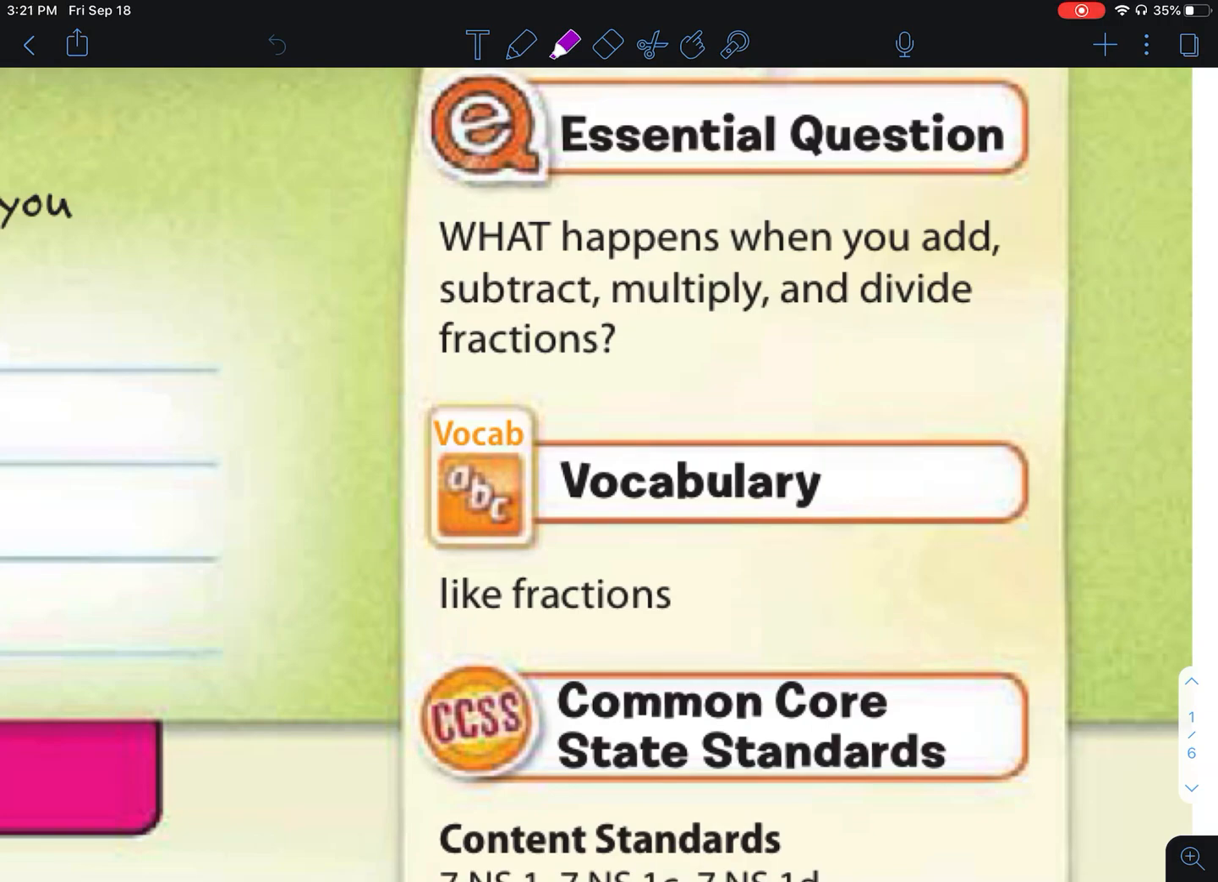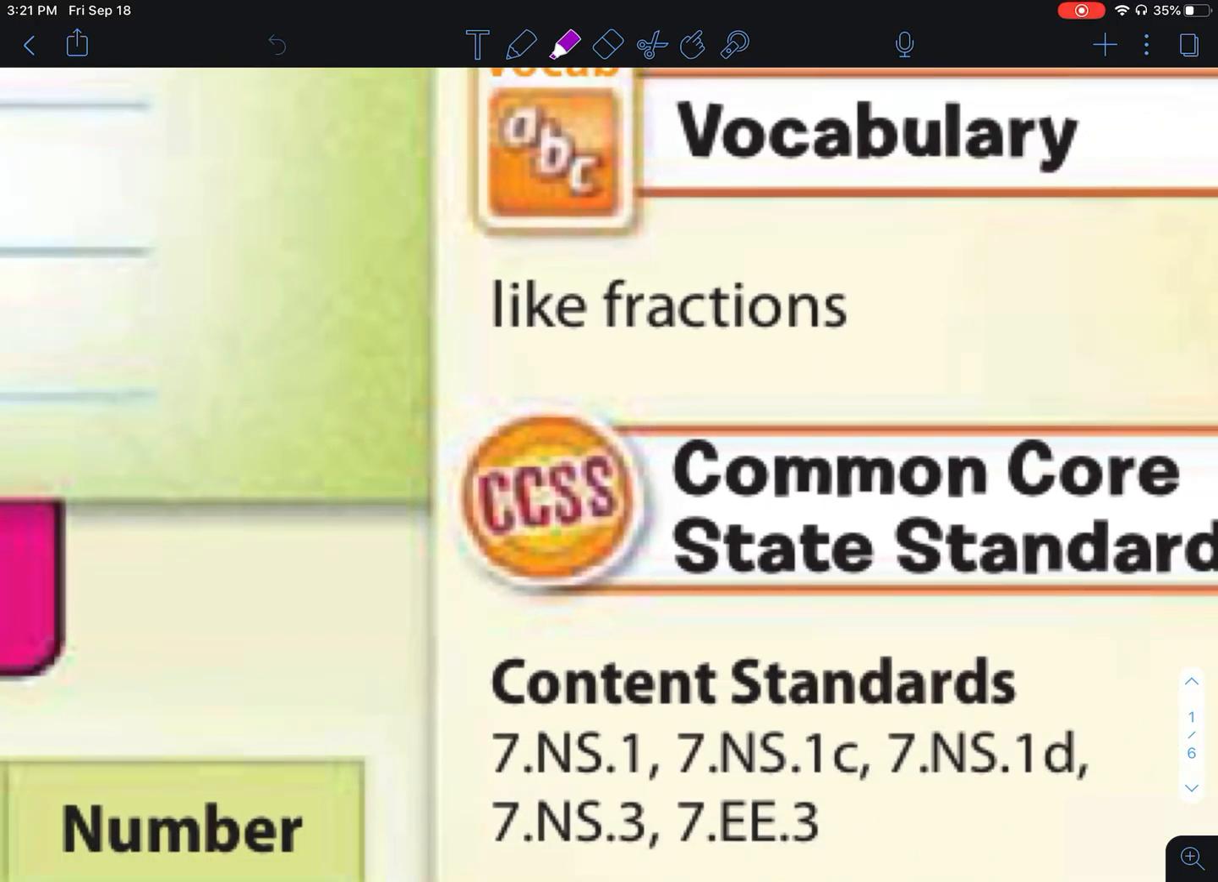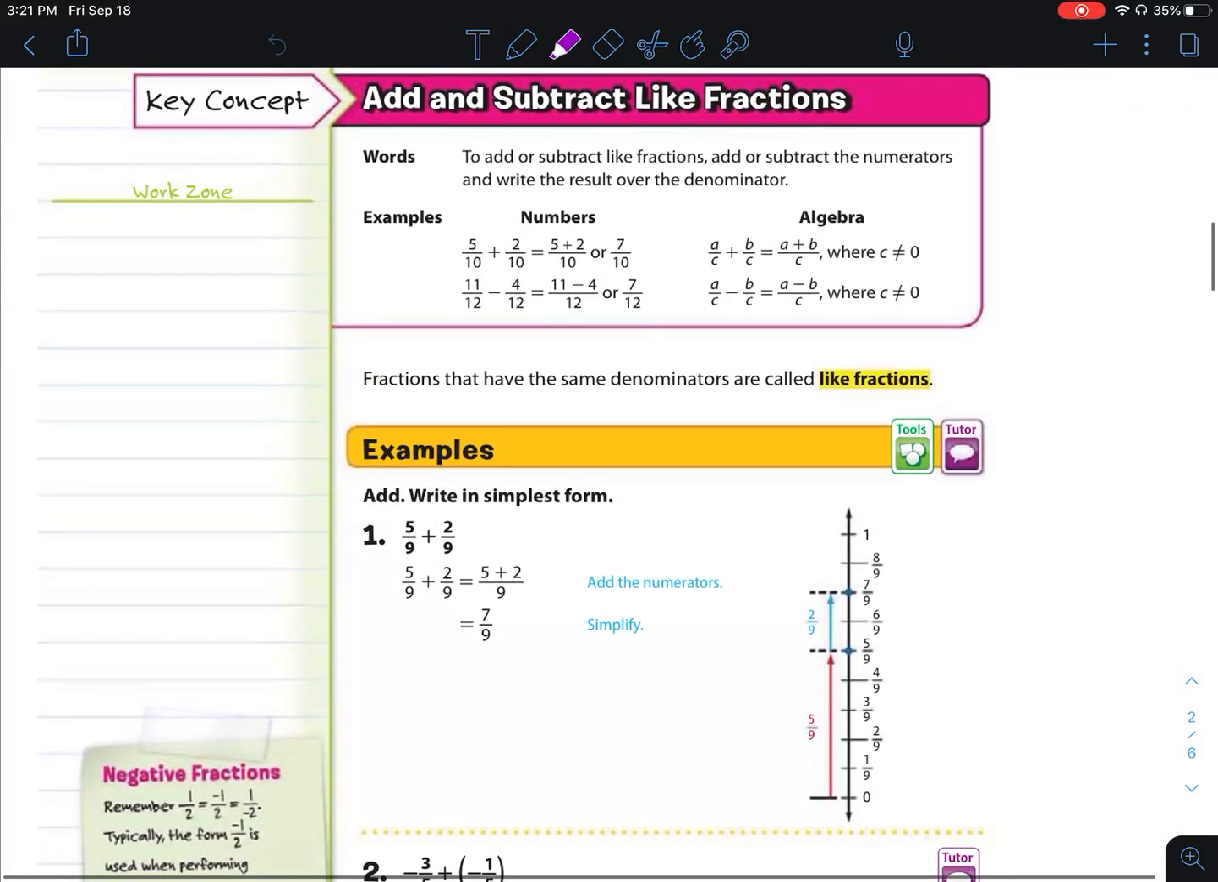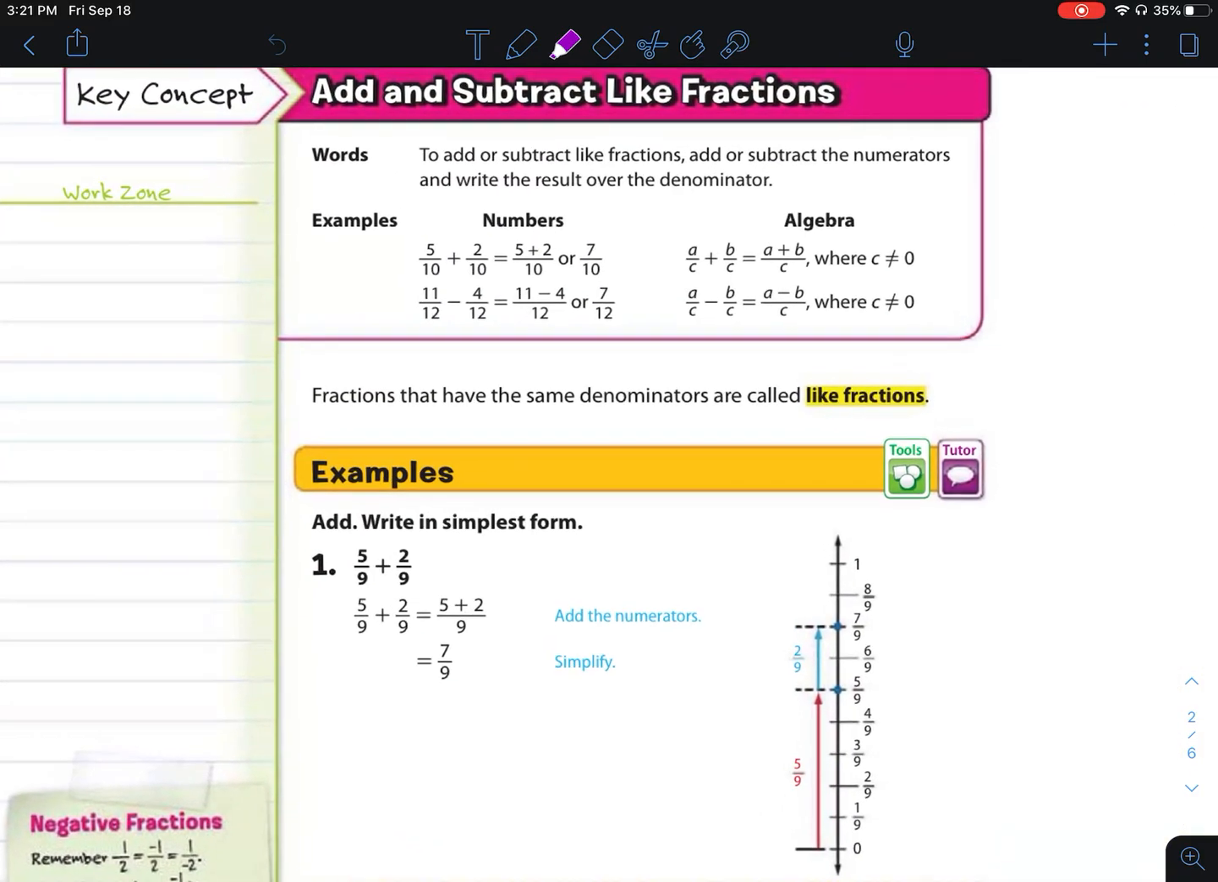The last lesson, we compared and ordered decimals and fractions. This time, we are going to learn how to add like fractions. The vocabulary we need to learn right now would be like fractions. What are like fractions? Okay, so let's jump into the key concept right now.